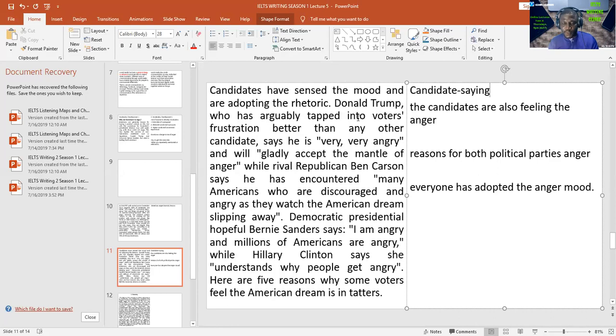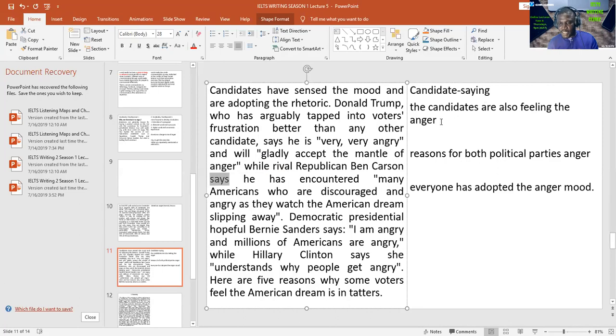So you can see, if you look at it throughout, Donald Trump, who has arguably tapped into the voters' anger better than any other candidate, says he's very angry and would accept the mantle of anger. While rival Republican Ben Carson says... look at the word "says." They are applying the word, the rhetoric, what they are saying. So we can see now that this is the main idea: what candidates are saying.